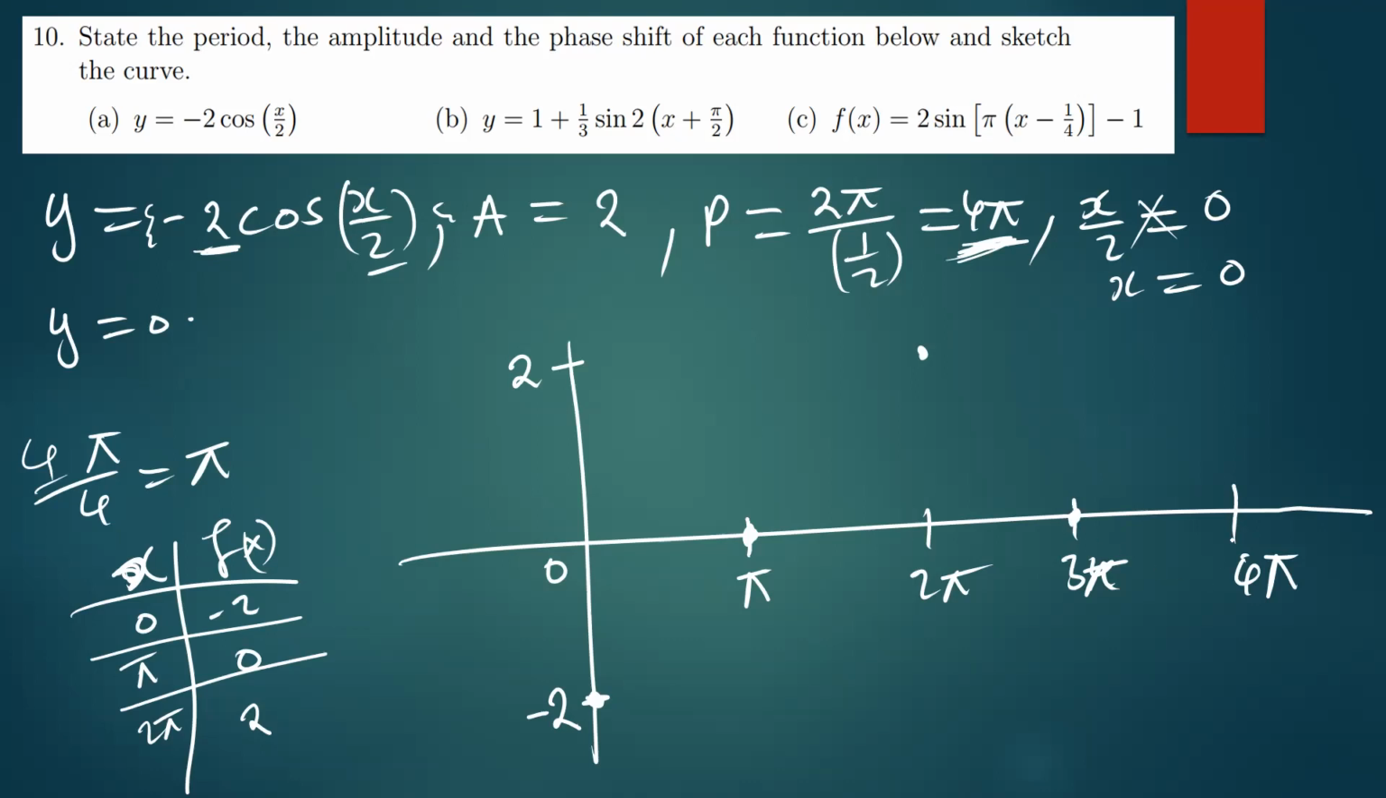And then when you put 4 pi there, you get 2 pi. Cos 360, 2 pi is the same as 360. So cos 360 gives us what? 1. 1 times negative 2, you get negative 2. So you have another point there. So you expect your curve to come out like that. So this is how your curve is going to be. We quickly move on to this one, which is part B.